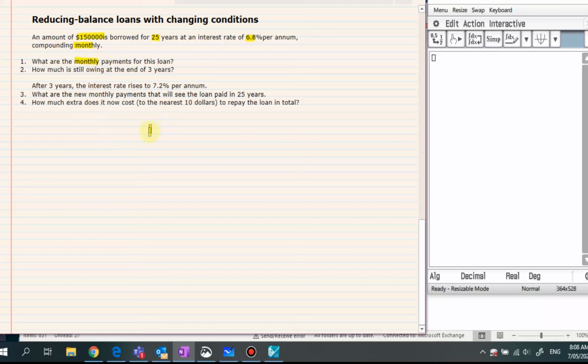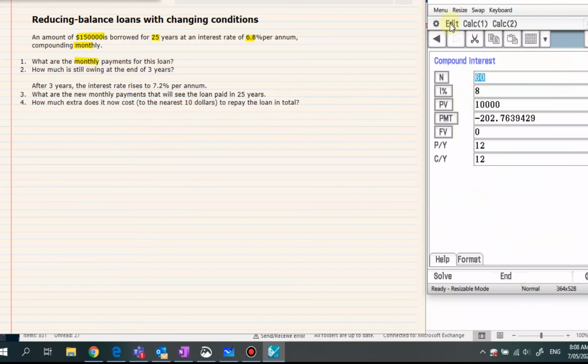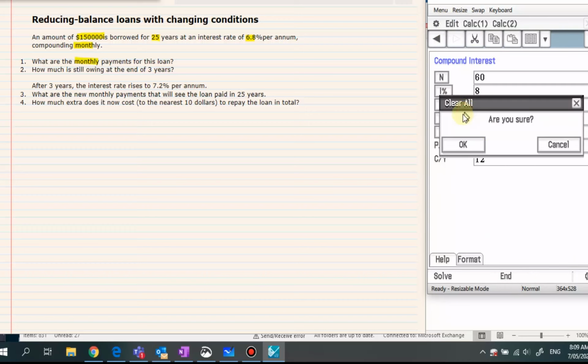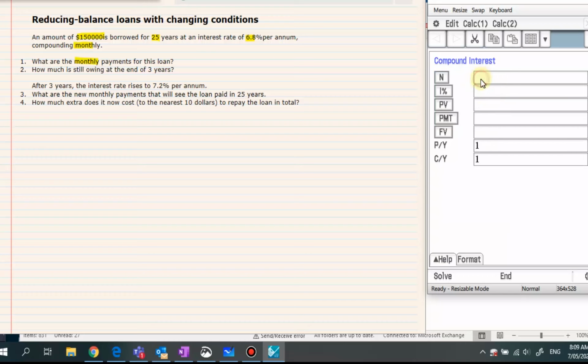So first thing we're going to do, jump over to here, go to our financial solver, clear that. Okay, so the number of periods that this is going to be repaid over is 25 times 12. Now we could just write 25 times 12 in there. For some reason I like having the product of that.